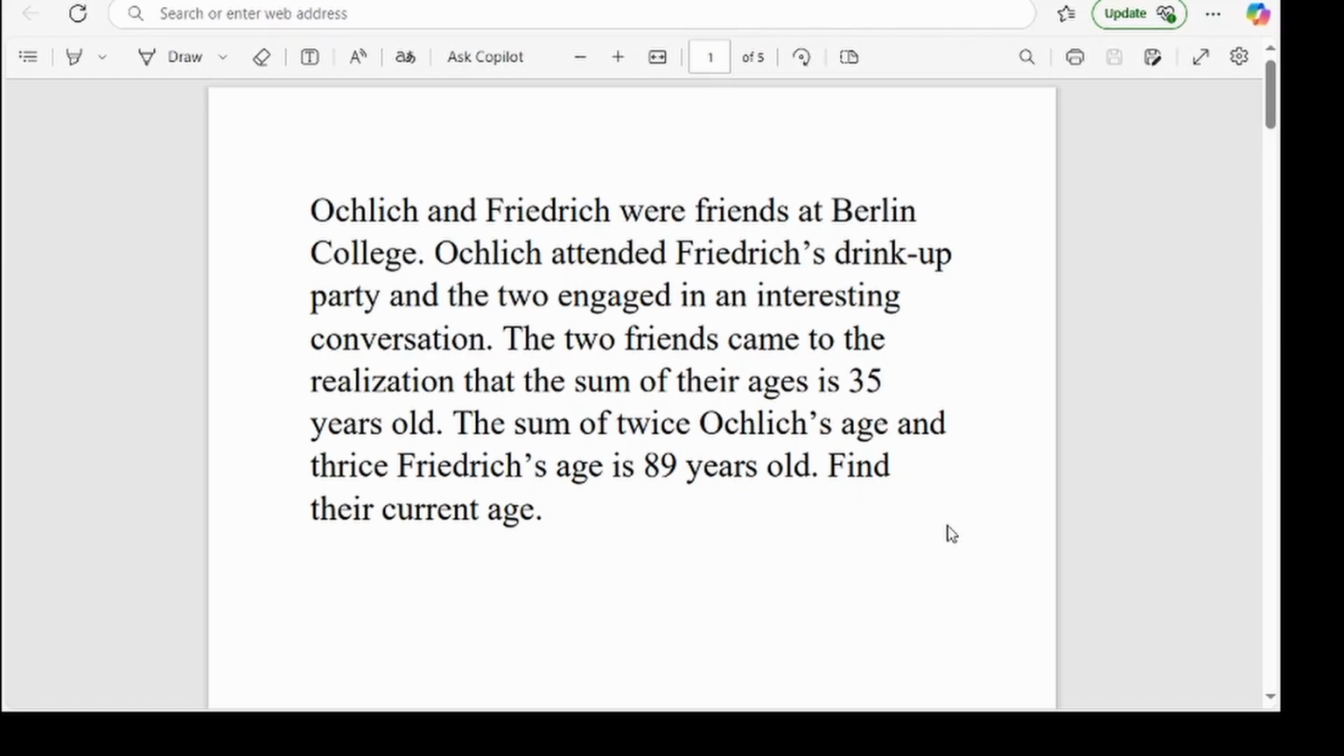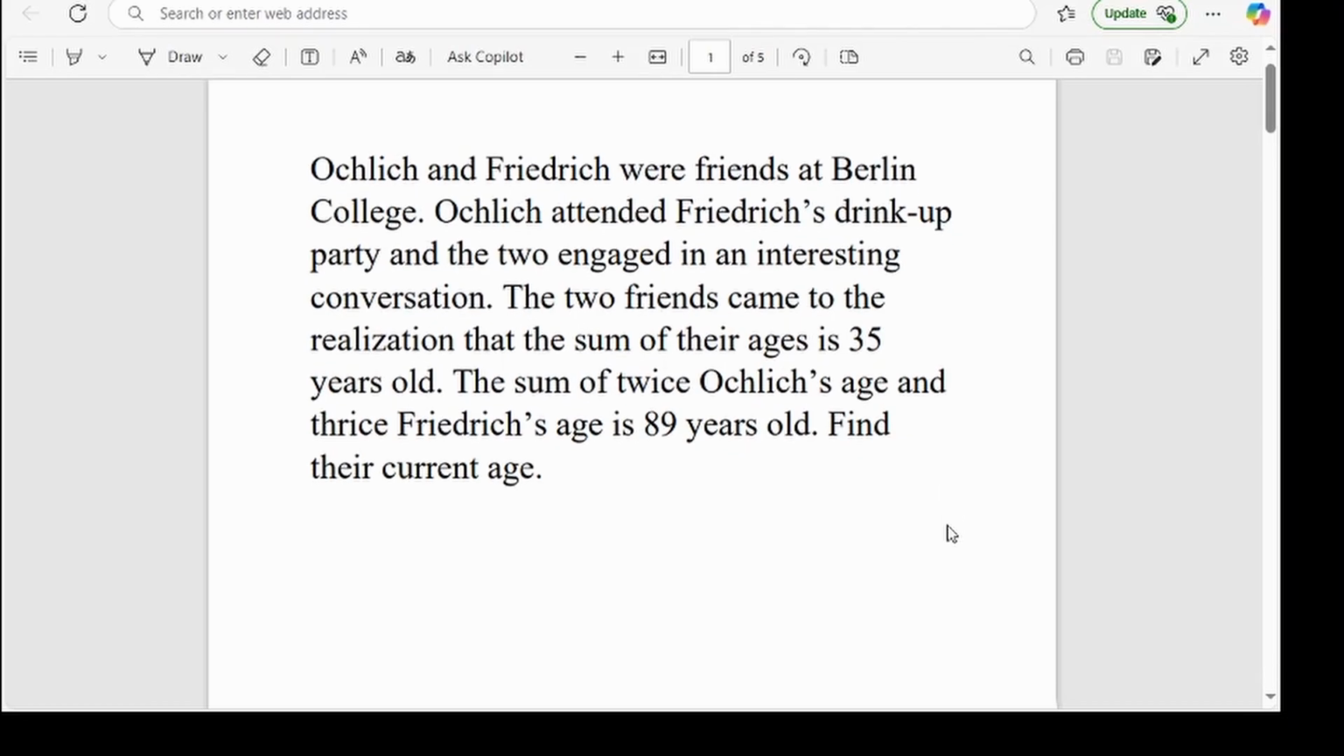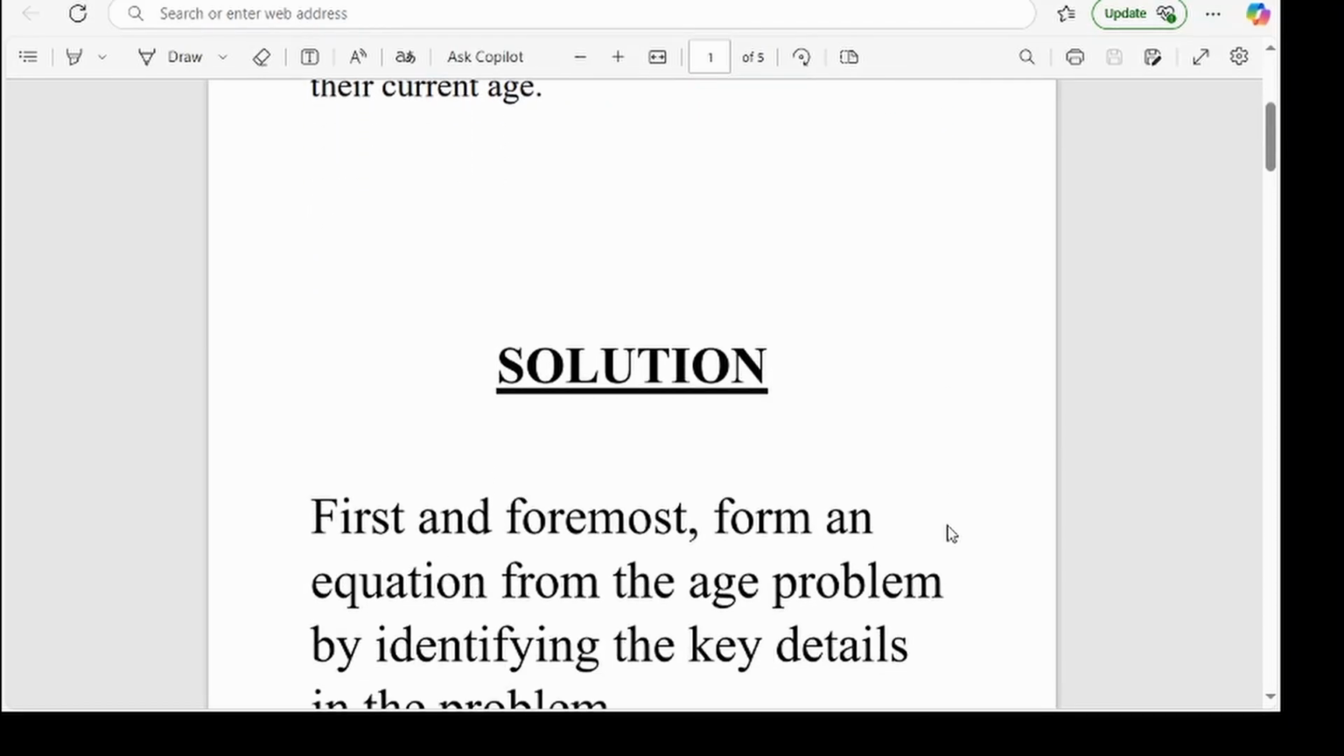Okay, so Ocklish and Friedrich were friends at Berlin College. Ocklish attended Friedrich's drinker party and the two engaged in an interesting conversation. The two friends came to the realization that the sum of their ages is 35 years old. The sum of twice Ocklich's age and thrice Friedrich's age is 89 years old. Find their current ages. Right, so let's quickly solve the age problem.